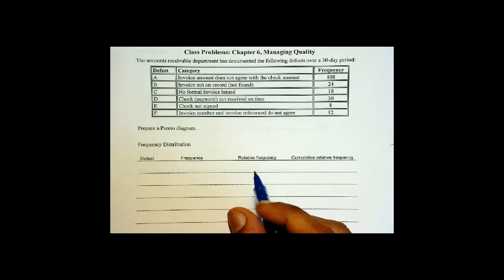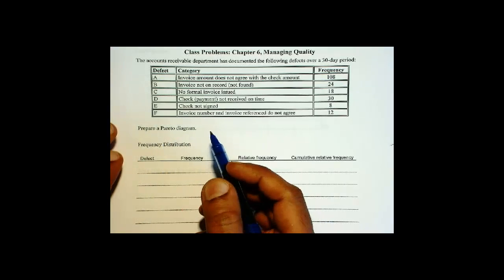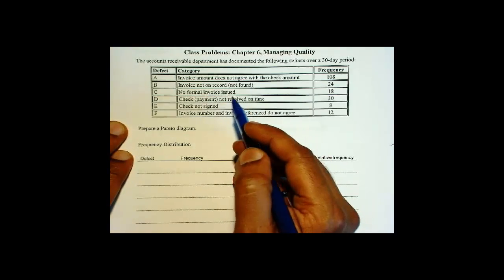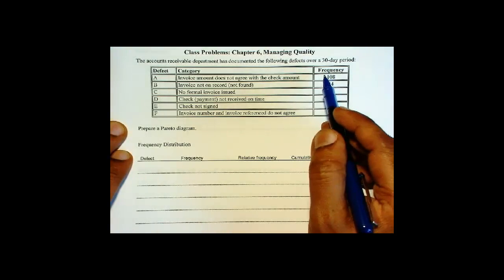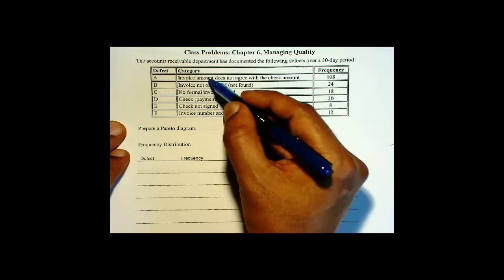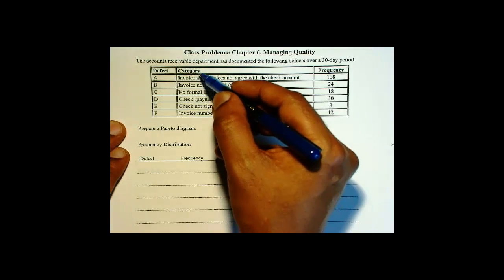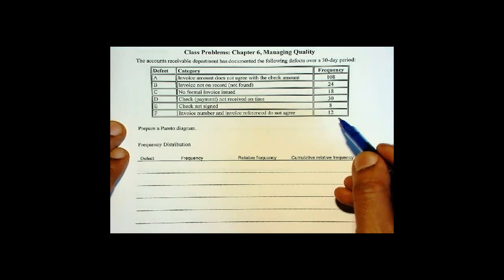Okay, in this example, I'm going to illustrate how to prepare a Pareto diagram. Here is the data available. The Accounts Receivable Department has documented the following defects over a 30-day period. In the documents prepared by the Accounts Receivable Department, these are the errors, and these are the frequencies of errors.